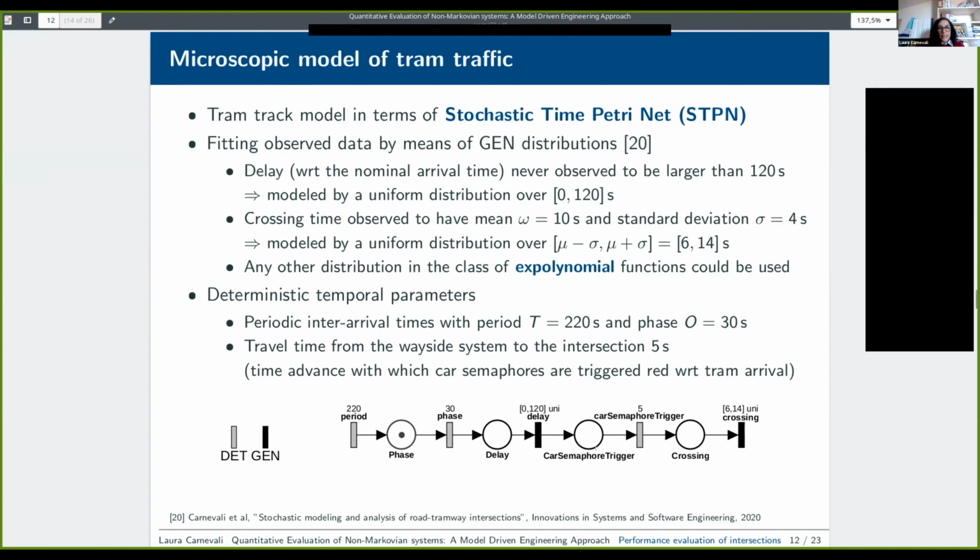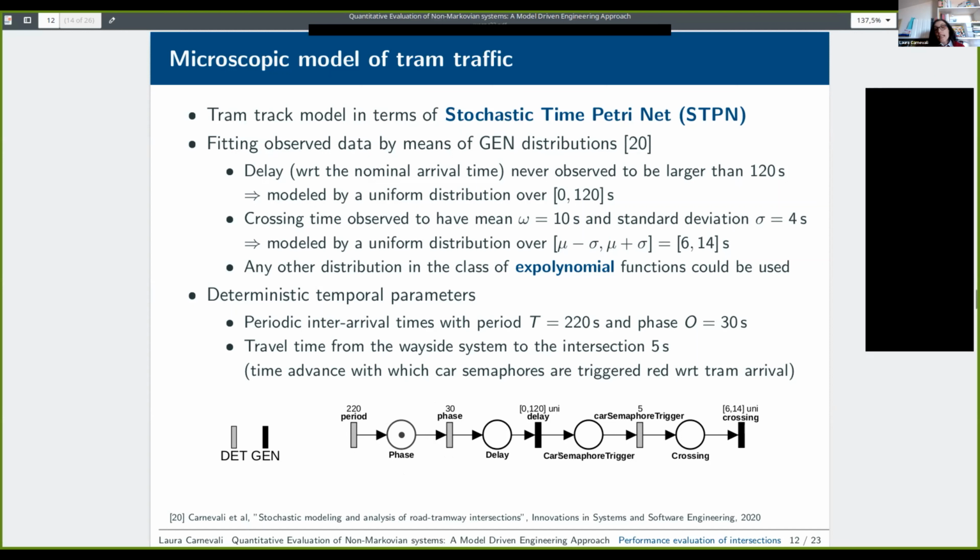So, a few details on these two different models. This is the microscopic model of tram traffic. These gray bars represent deterministic transitions, that is, transitions associated with a deterministic value. The process of tram arrivals, as I was saying before, is characterized by periodic departures. These periodic departures can also be characterized by a phase, also called an offset, as it is typically termed if these were not trams but tasks in a real-time system.